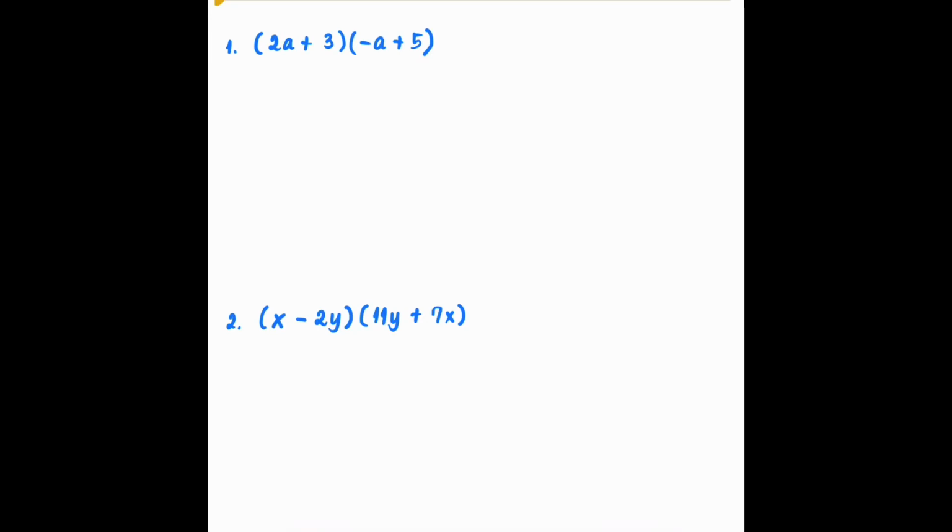In this video, we will be learning how to multiply binomials by using the FOIL method. So FOIL method means we're going to be multiplying the first terms. F stands for first, so we're talking about the first terms. O stands for the outer terms. I stands for the inner terms. And L stands for the last terms.